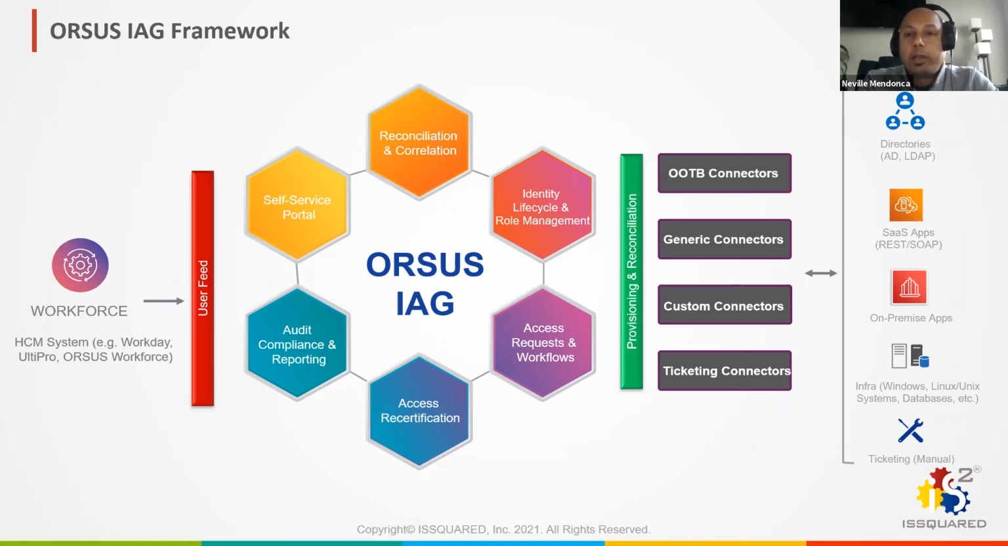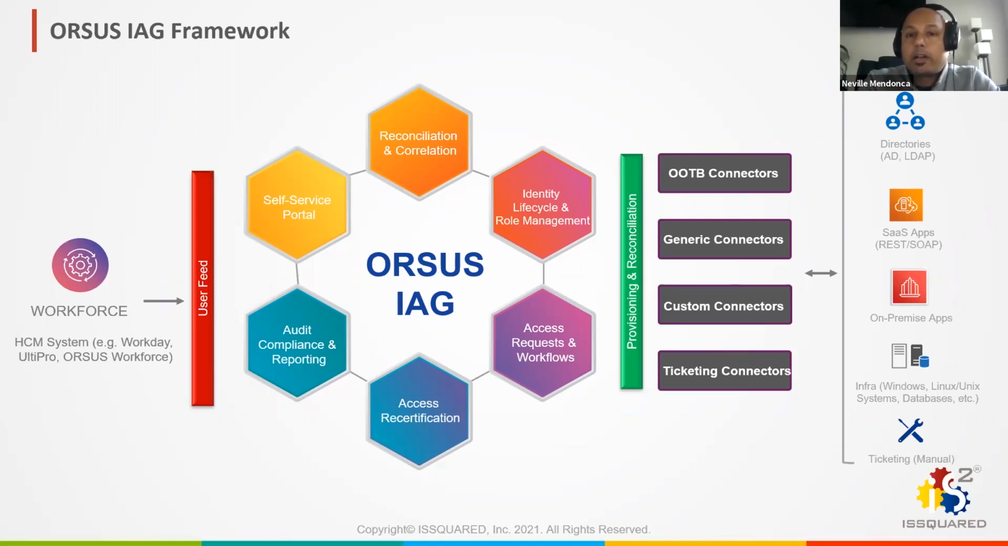Now, how do we connect to these applications that you see on the right? We have connectors that come with ORSUS. What are the different types of connectors? First of all, you have connectors that come out of the box. We have around 20 plus connectors for the widely used applications within organizations. Then we have generic connectors.